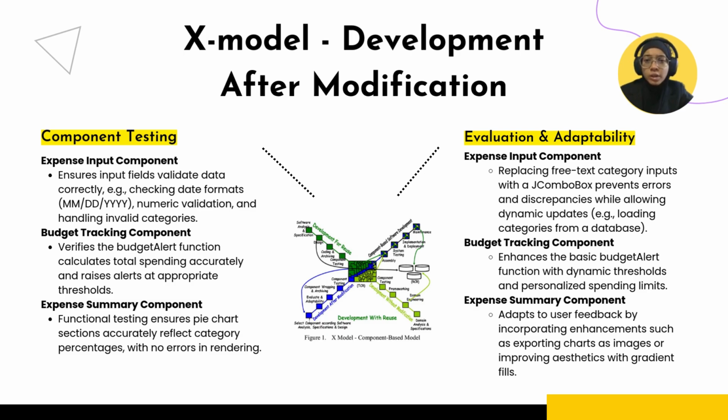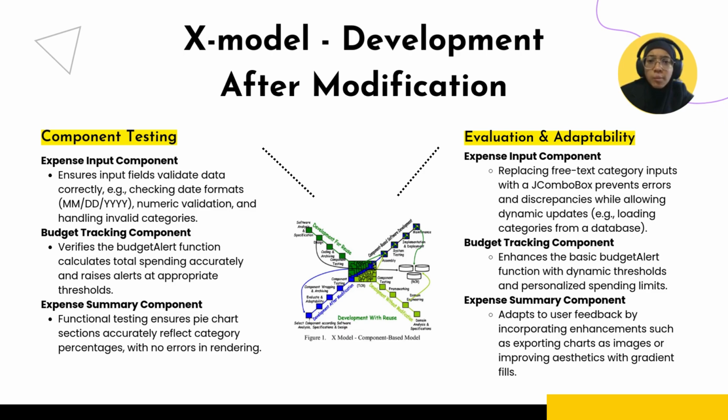Next is the X model. The X model branch that we use is developed after modification. In the component testing phase, we focus on verifying that each component functions properly, both in isolation and within the larger system. The expenses input component ensures accurate data entry by validating the format and handling invalid categories, while integration and performance tests ensure responsive and smooth interaction with other system elements.